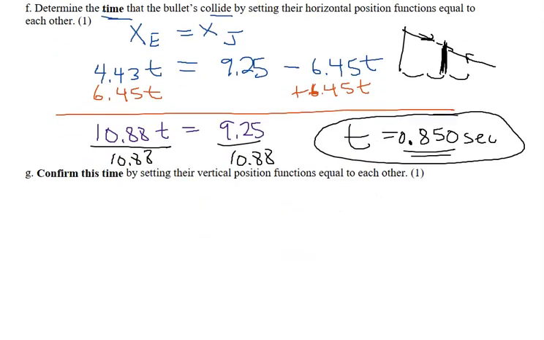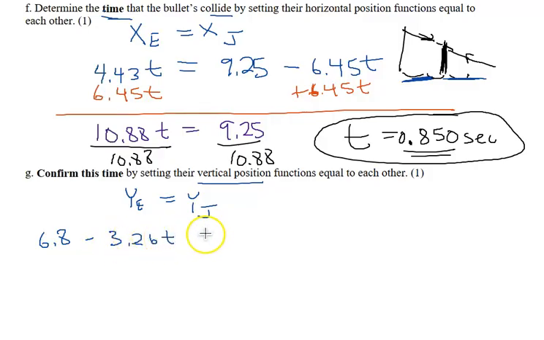Okay, so the reason I'm making you do all this work is that it's pretty cool. Because it's a two-dimensional problem, they could be in the same horizontal location, but in order to really collide in 3D space, you have to be in the same up and down location, right? So we're going to set y of Emma equal to y of Julian and see if we get the same time. Okay, so Emma started out on the cliff, 6.8, headed down at 3.26 t.